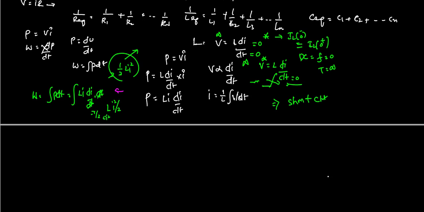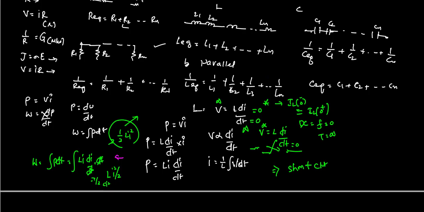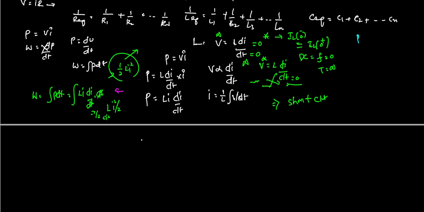Similarly, you have to remember capacitance. Capacitance is inverse to resistance and inductance, and power equals VI. Not only that, you have L equal to N phi by I. This is the relation between the inductance, flux and current.